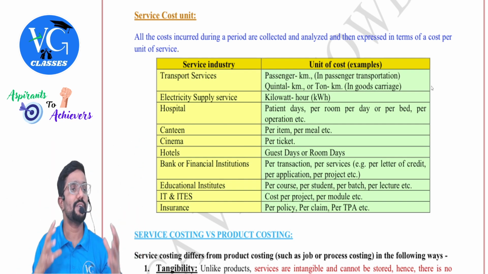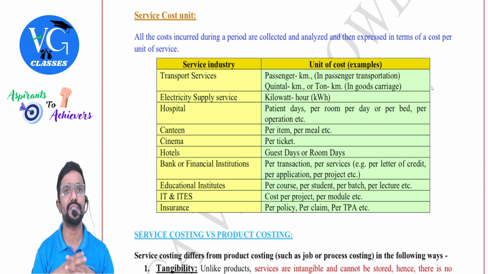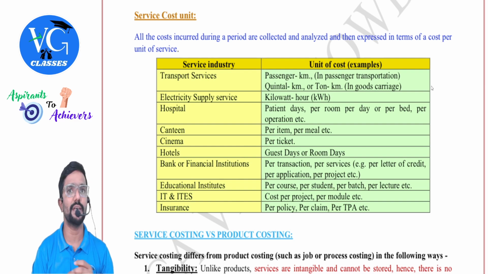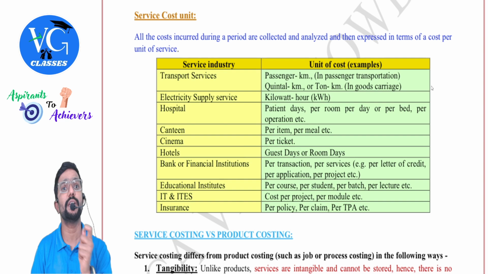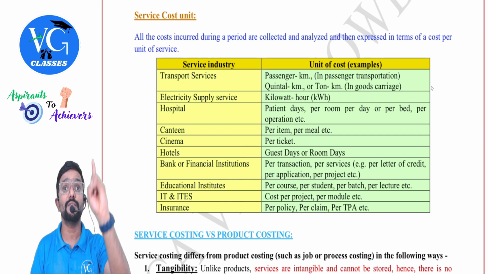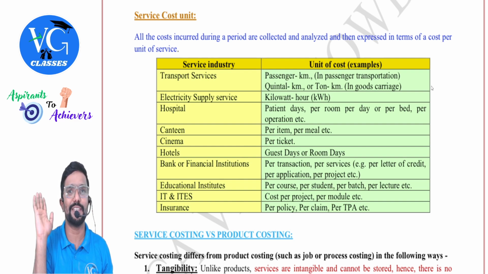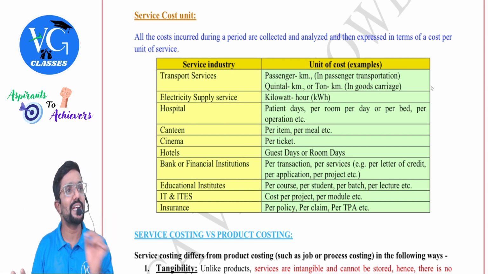So for service industries, what are the cost units? I have given various things here. Transportation. It depends on whether it is passengers or goods. If it is passengers, then it is passenger kilometers. That is, what is the cost to carry one passenger for 1 kilometer? Sir, will we carry only one passenger? Assume I am a bus transporter. Will I carry only one passenger? No, no. Only for the purpose of calculating cost, we decide this. Cost per passenger per kilometer.